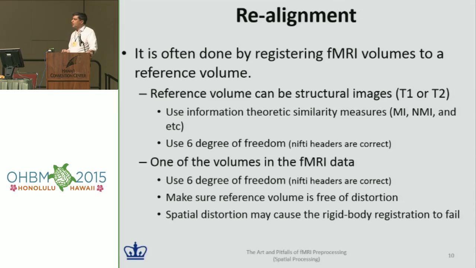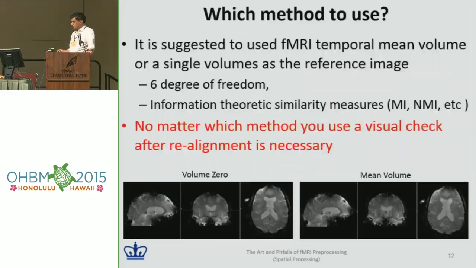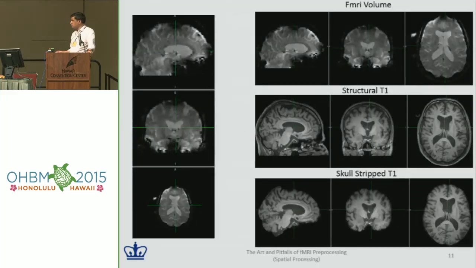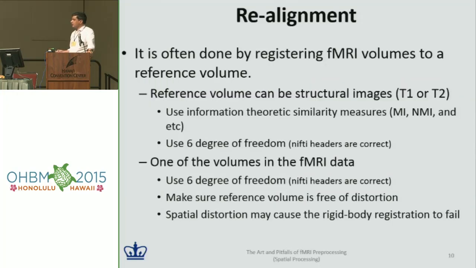So how do we solve this problem after acquiring the data? We usually do it by registering the fMRI volumes to a reference volume. The reference volume can be T1 or T2 images.